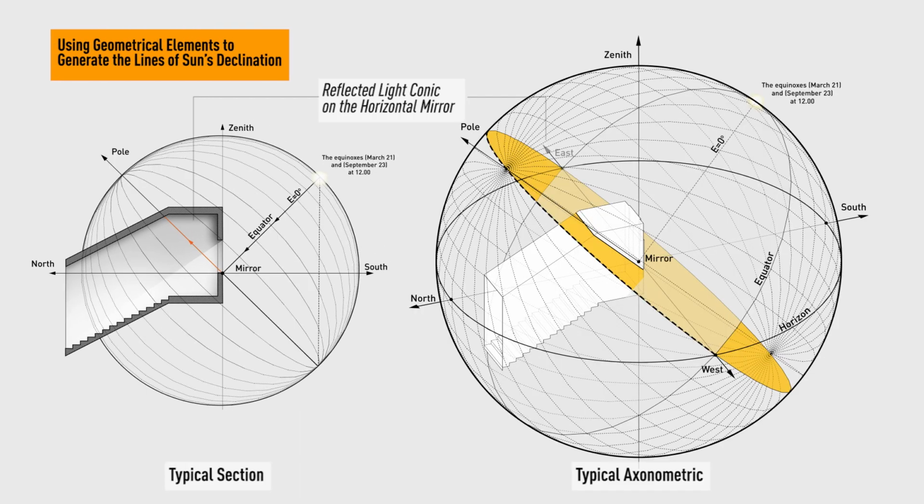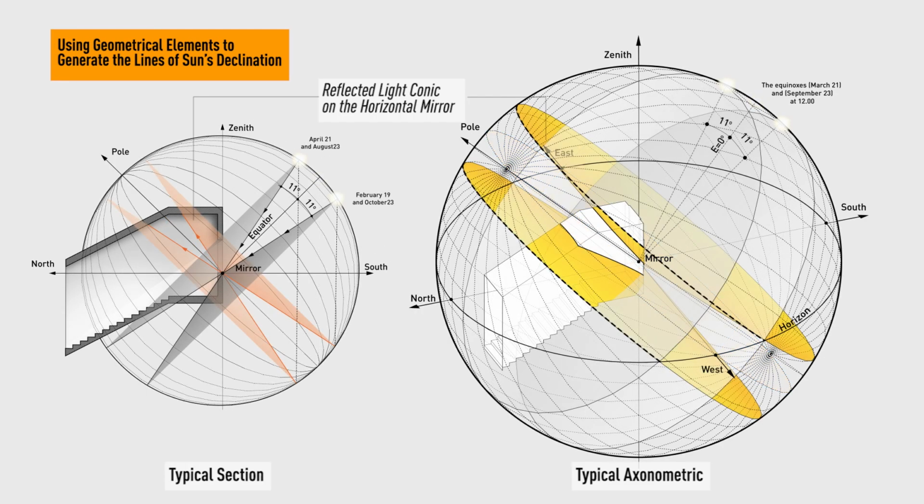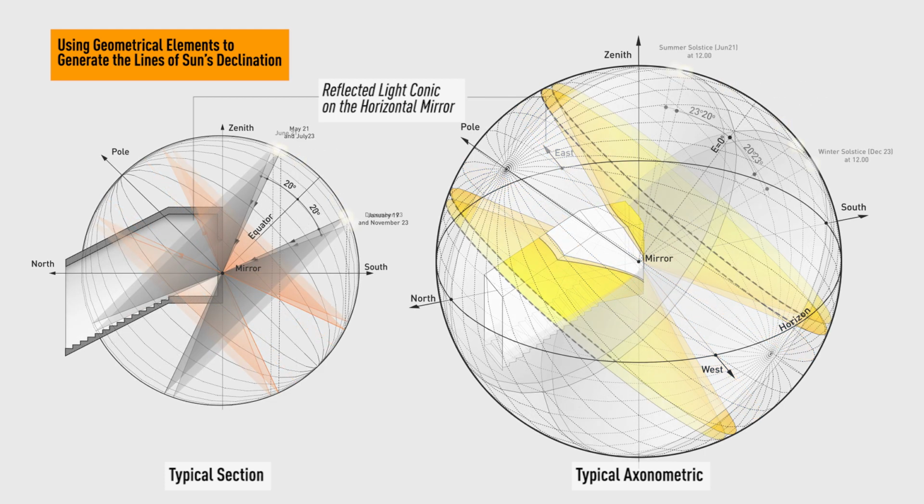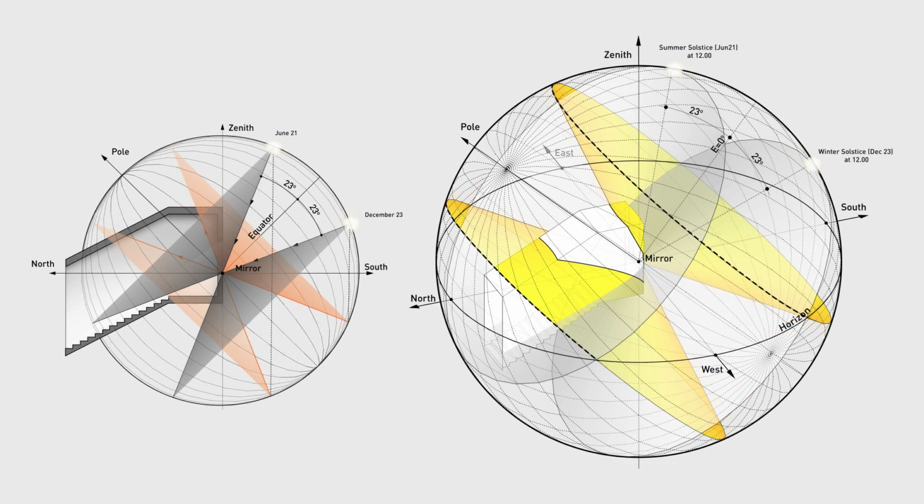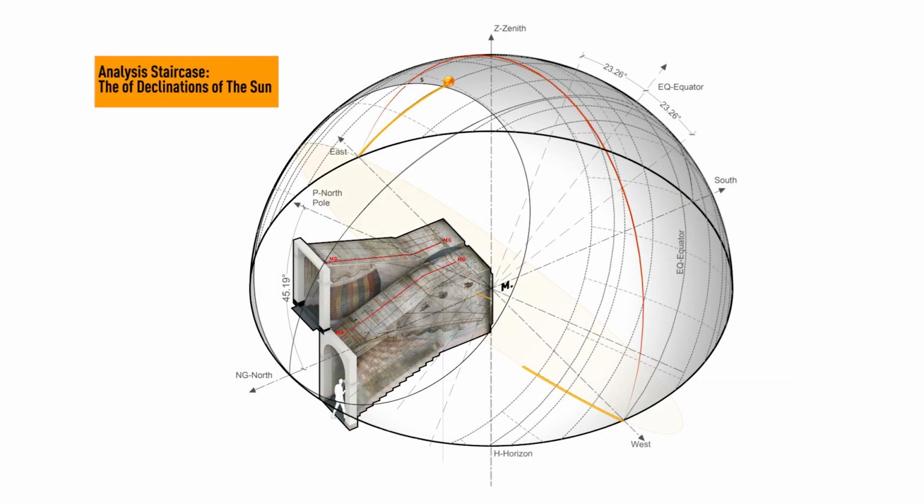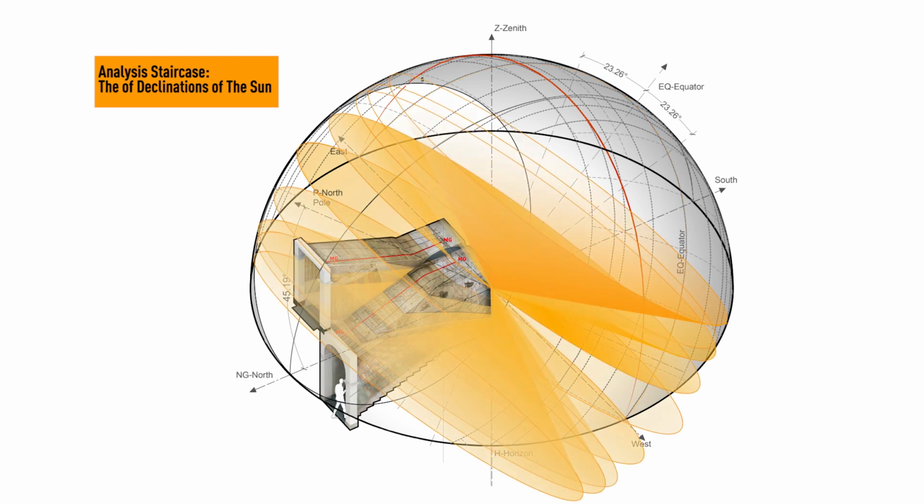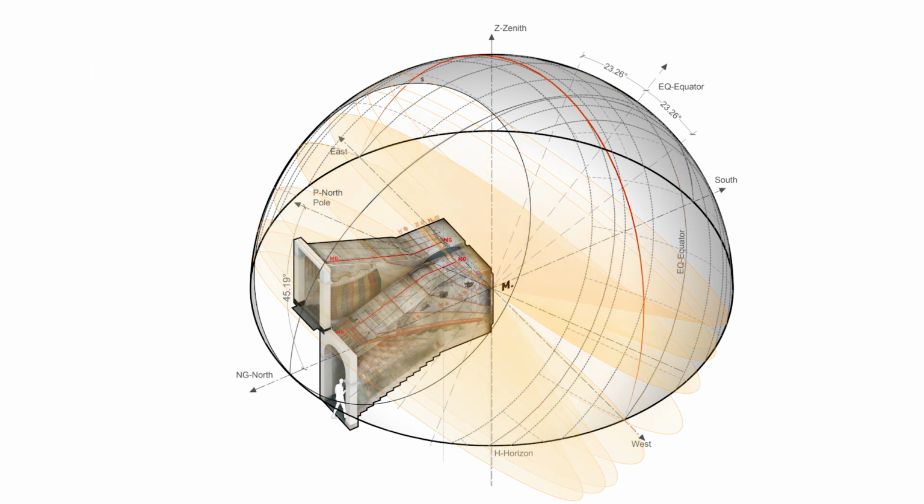The system of declinations of the sun can be identified by light cones. The plane at the equator is the 0 degrees point, reference origin. The other cones incline to the equator at 11, 20, and 23 degrees. The lines of the sun's declinations inside the reflective sundial are the intersection of the room surfaces with the light cones.